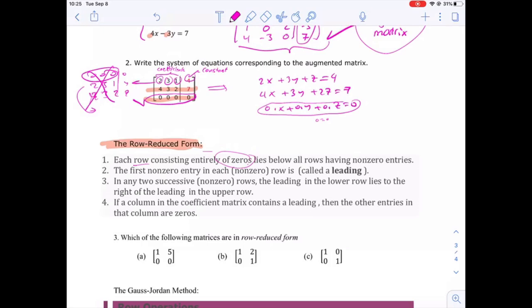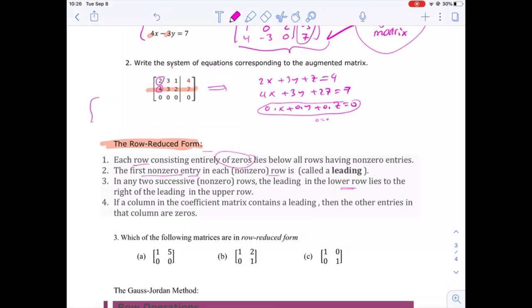Now the second thing, the first non-zero entry in each non-zero row is called the leading number. For example, here this is the leading number, this is the leading number. The third thing, if any two successive non-zero rows, the leading number in the lower row lies to the right of the leading number in the upper row.